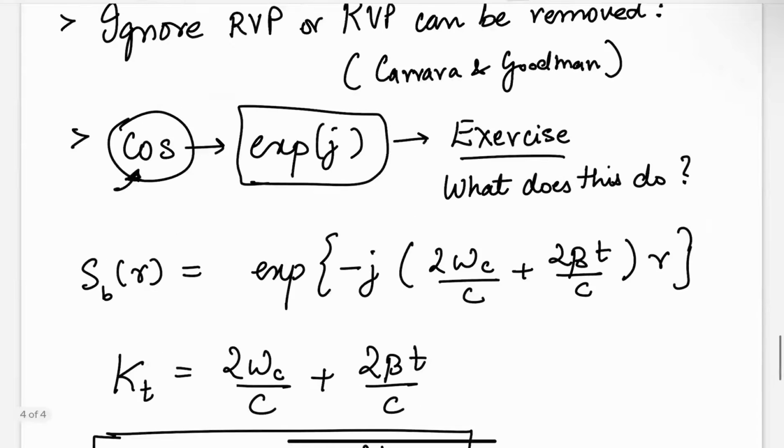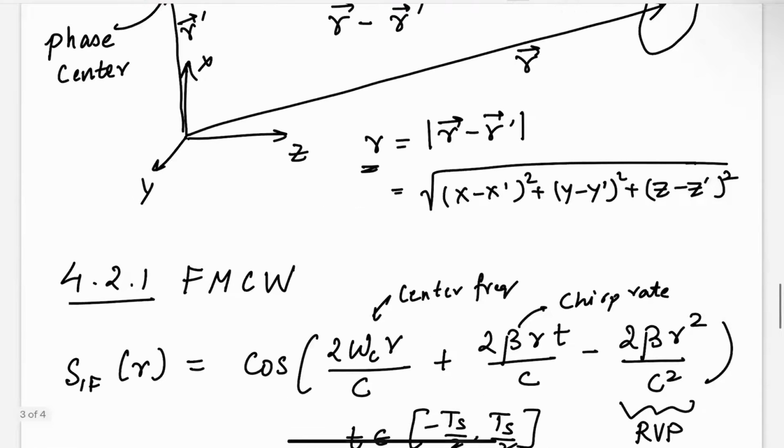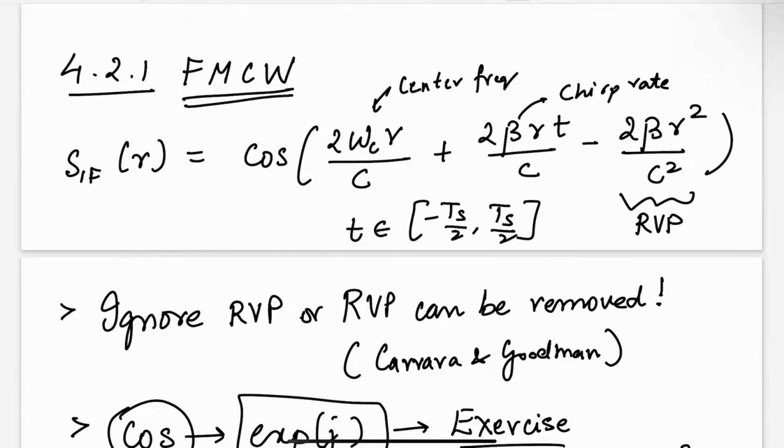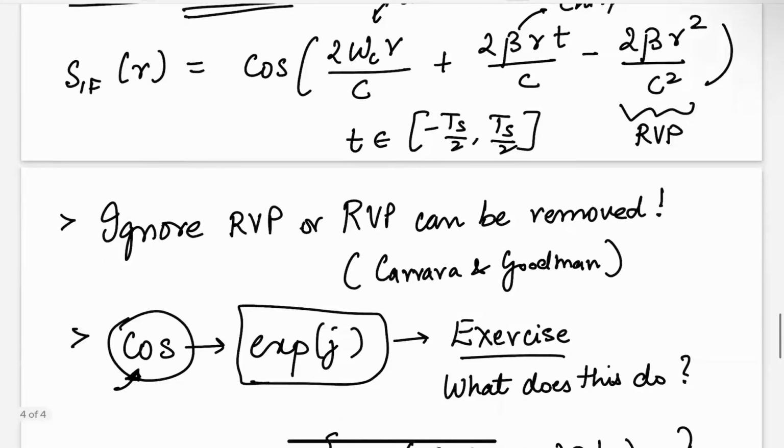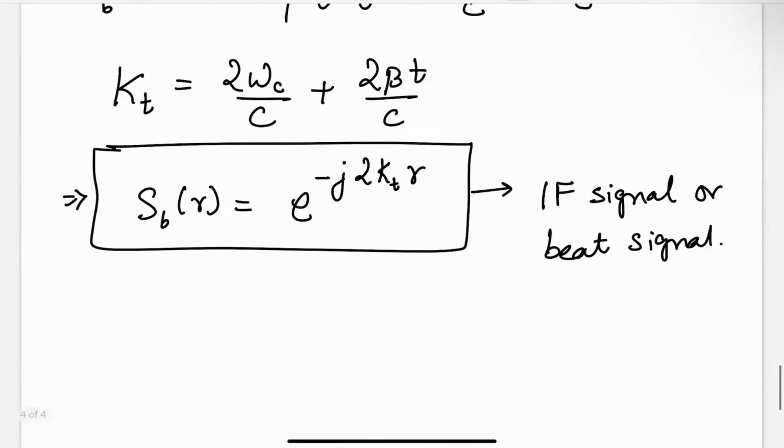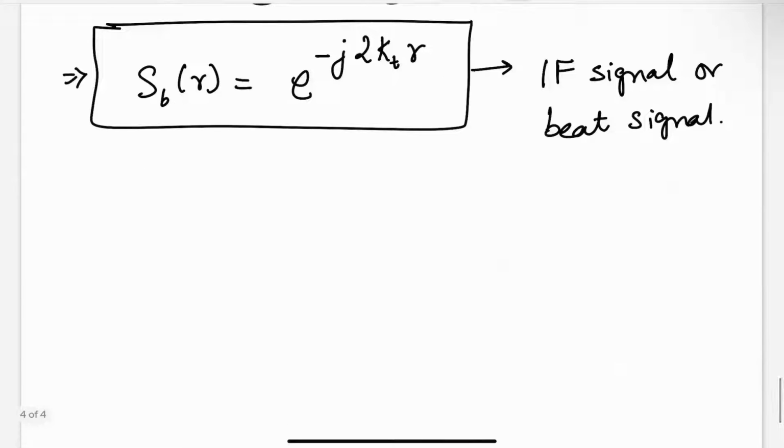Next we deal with, so here I said 4.2.1 is FMCW. So we've generalized FMCW to this expression. Then we saw step frequency, what was the signal model? So this would, I think, be 4.2.2.